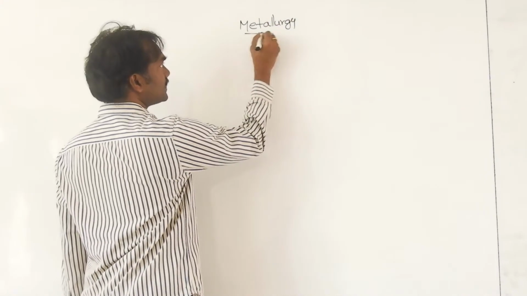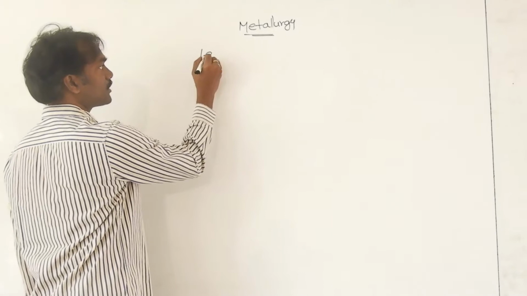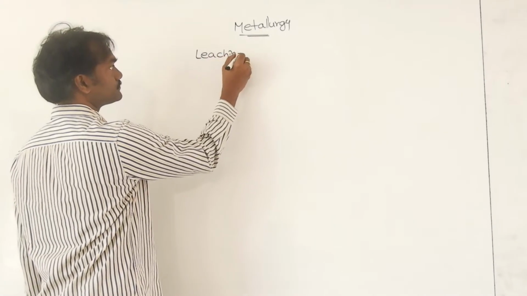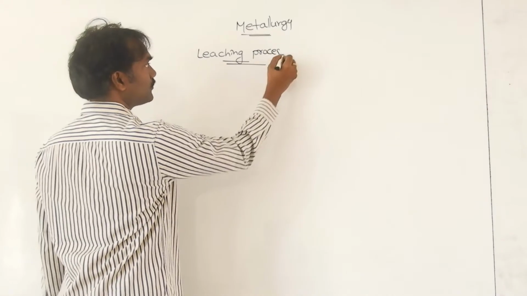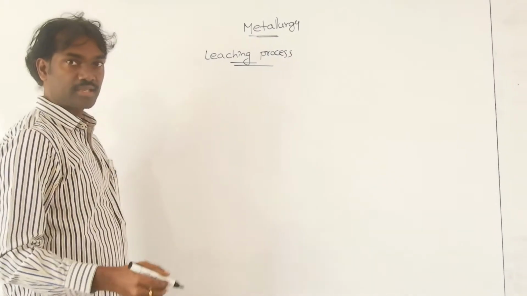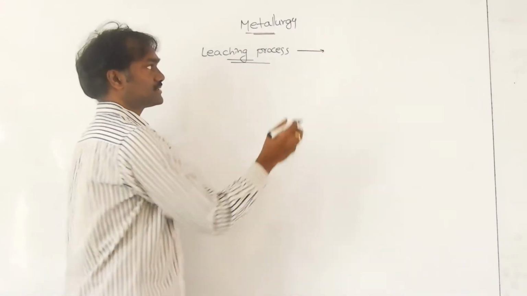In metallurgy, last class we stopped at the leaching process. In the leaching process we discussed one example, and one more important example is there. So what is the leaching process?